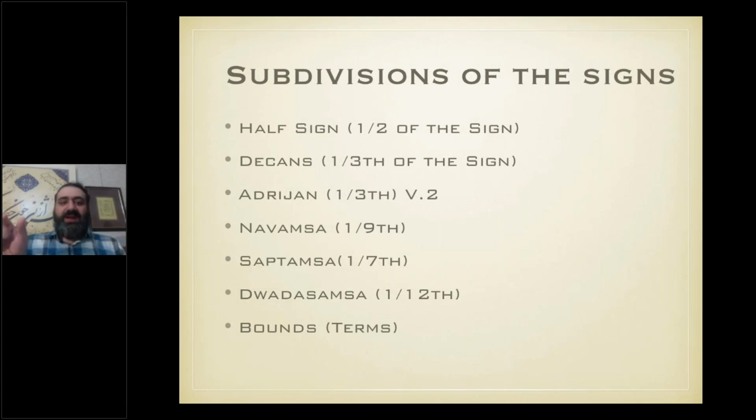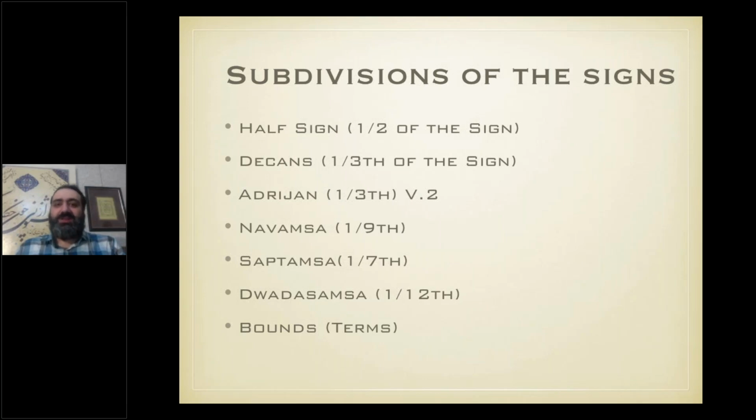Sometimes it's called decan, sometimes it's called darijan, and sometimes it's called adrijan. They are all three, but in three different orders of lordships. And we can also divide the signs by 4, 5, 6, 7, every division we can have. But the most important ones are division by 9, which is related to the 9th house, which is called Navamsha.